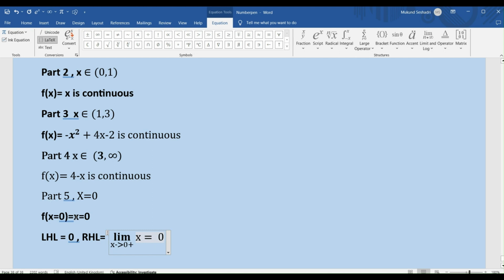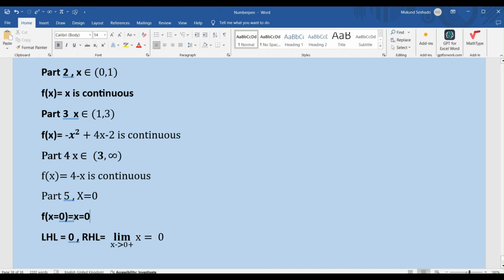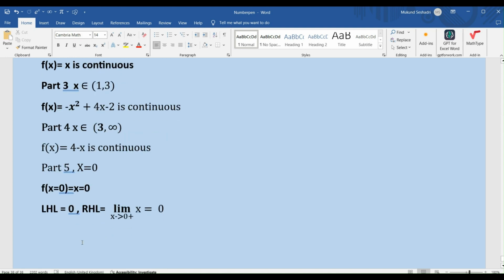It is 0, right? So we know that at x equals 0, my f of x is finite, and my LHL and RHL are equal, and they are equal to f at x equals 0. F is continuous at x equals 0.